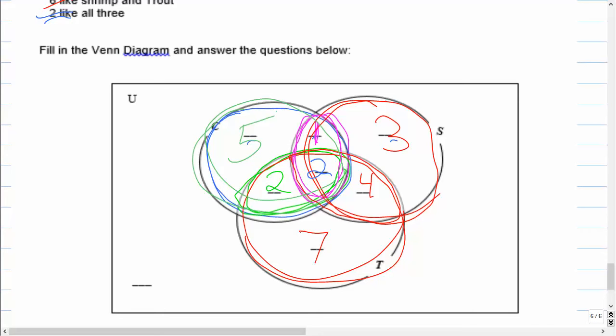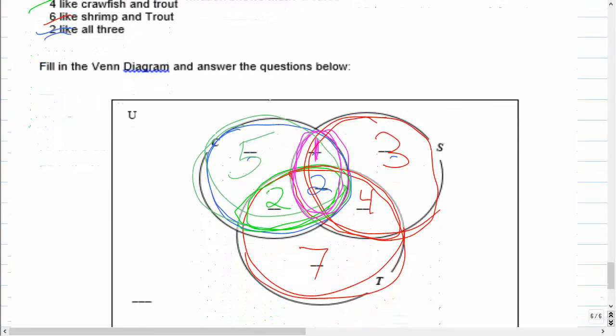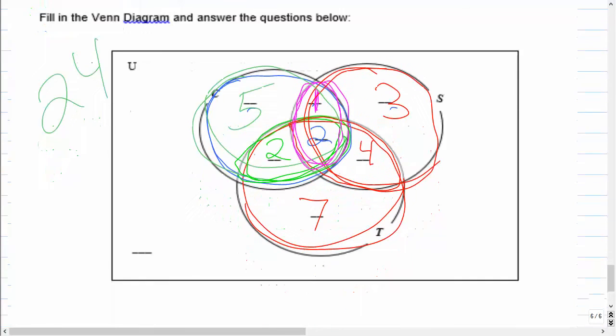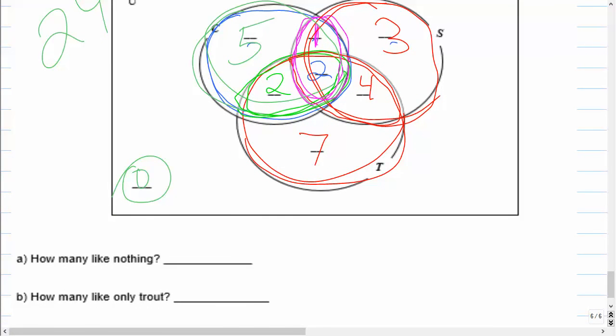The only thing I haven't counted is how many people don't like any. There were a total of 24 people in my world. Of the 24 people, I have counted 5, 6, 9, 13, 20. I've counted 24 people. Everybody's liked something. Well, that's good. So there's 0 people here. The Venn diagram's filled in. I can start answering some questions.